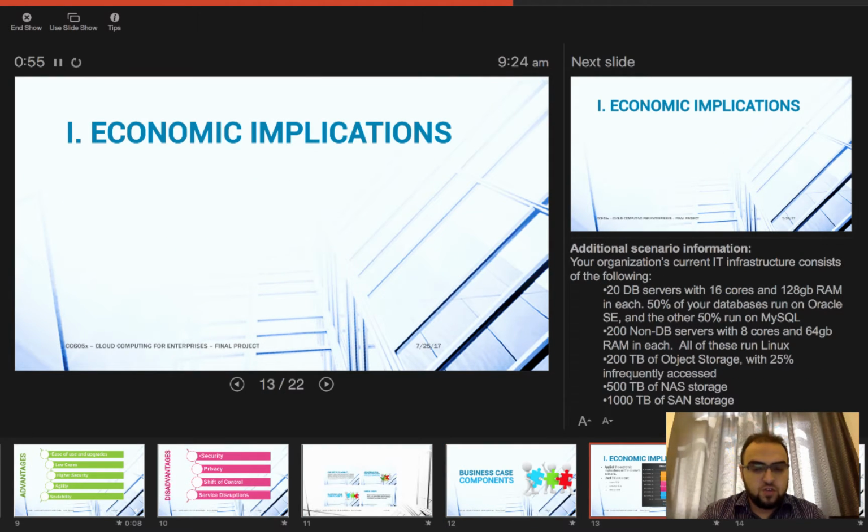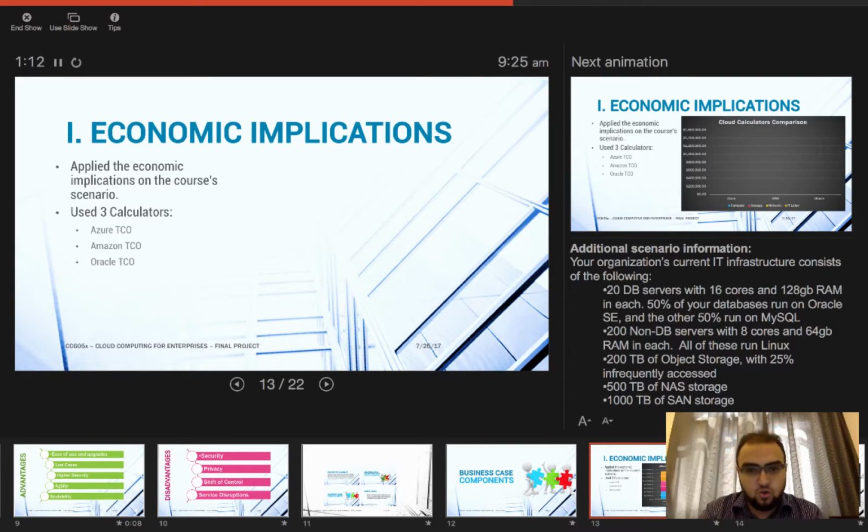So, first, the economic implication. I have applied the economic implication using the scenario that we had in the lab course in week 5, I think, or week 4, as this would be my company scenario or company case. So I used 3 total cost of ownership calculators: Microsoft Azure, Amazon, and Oracle, and these were the results.